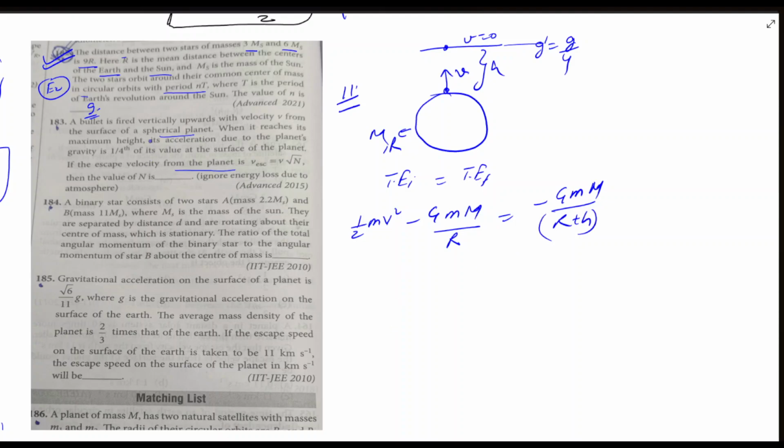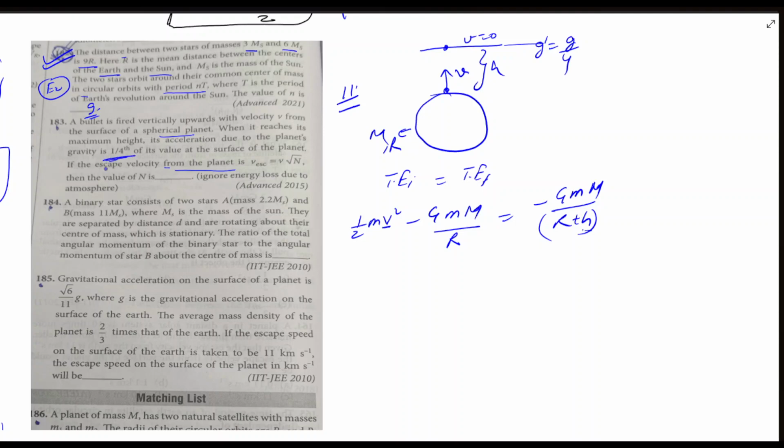Right? A bullet is fired with v. Its value is such that the escape velocity from the planet is this. So we can put this quantity here, right? So v will be v escape velocity divided by root n. Okay. Let's find h first, because we have to find v from this equation, but we don't know h. So let's find h first.